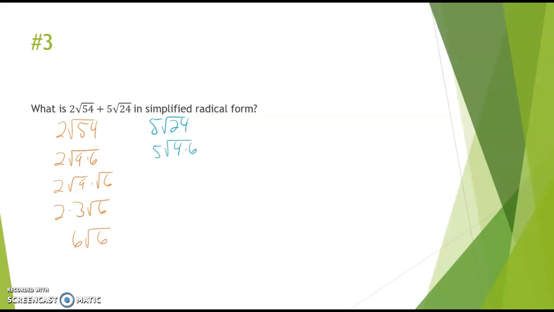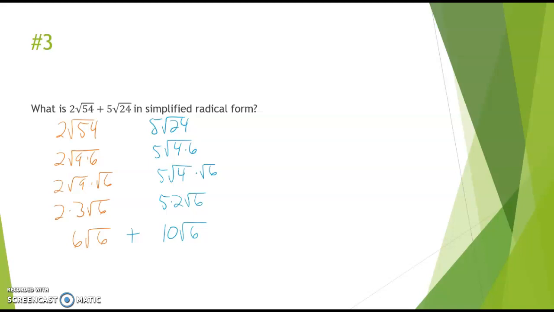So 4 times 6. I'm going to separate those out again, so square root of 4 times square root of 6 here. Well, the square root of 4 is 2. So I've got 5 times 2, square root of 6, which then gives me 10 square root of 6. Notice that we've got square root of 6 right here and square root of 6 right here. So now we can actually add these together.